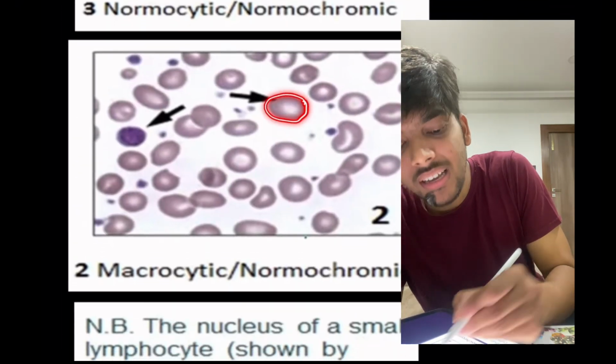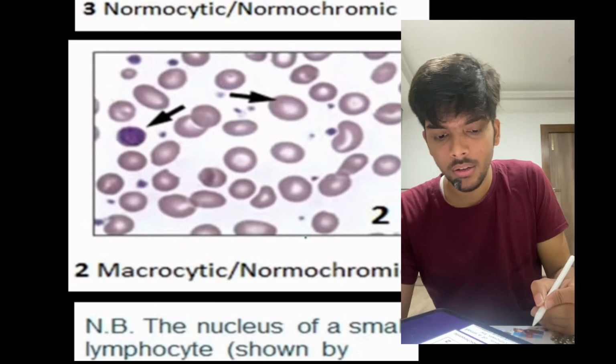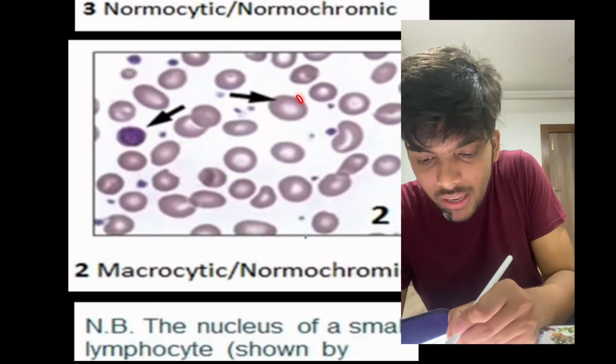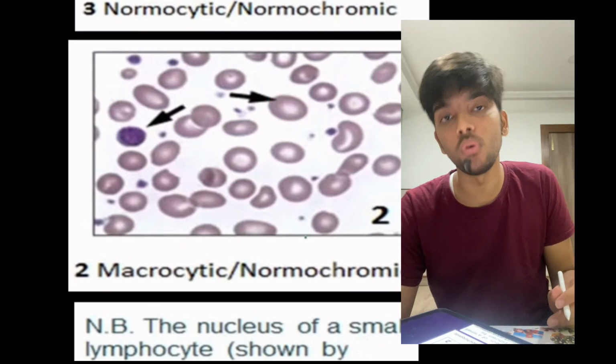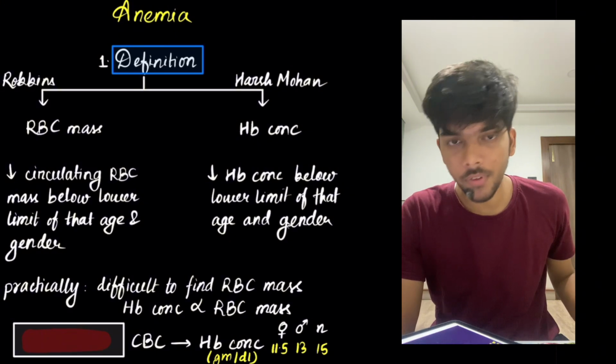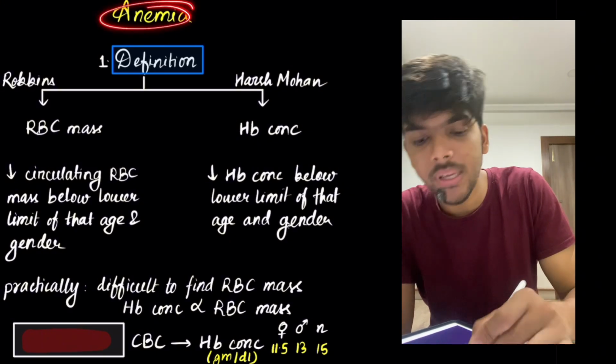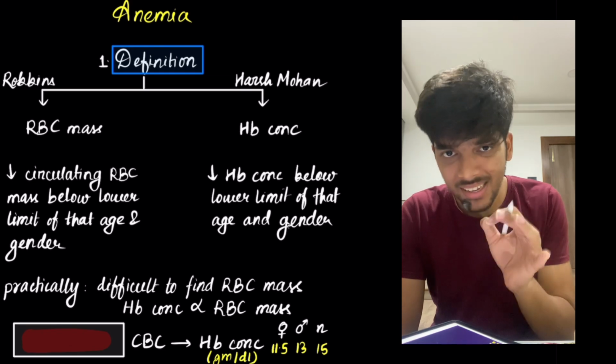Third, the size is greater than the lymphocyte, so it is macrocytic. The peripheral red is more than the central pallor, so normochromic. So finally, we are into the topic of the video, and that is anemia. First, what exactly is anemia?